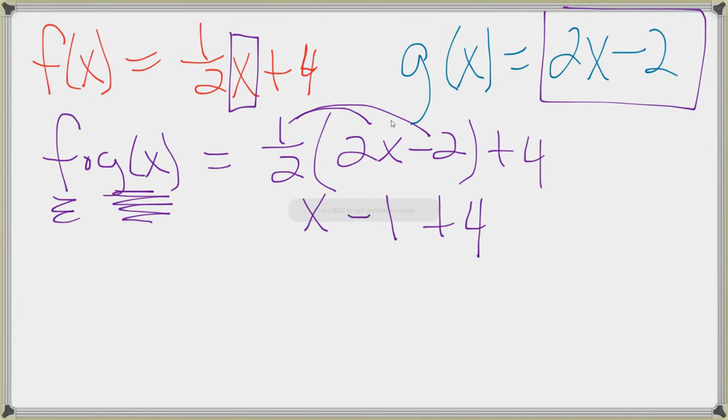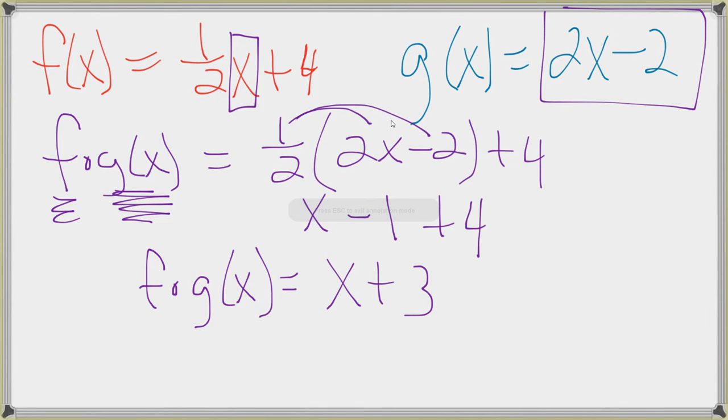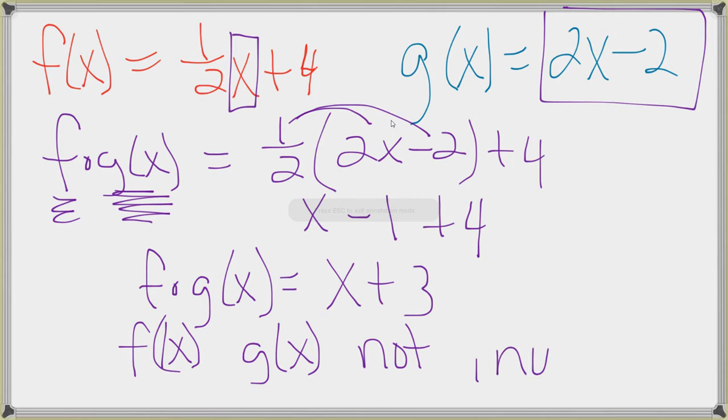Combine your like terms. So what are we looking for? We said we were looking for everything to cancel but the x. In this case, did everything cancel but the x? It doesn't, because when you combine those like terms, negative 1 plus 4 is 3. So, because f of g of x is equal to x plus 3, they're not inverse functions, because if they were inverse functions, everything would have canceled except the x. Okay?